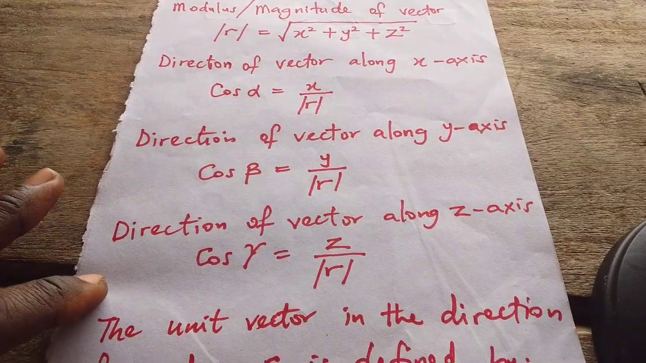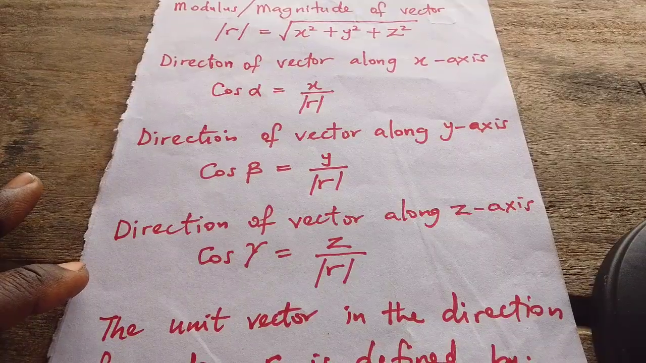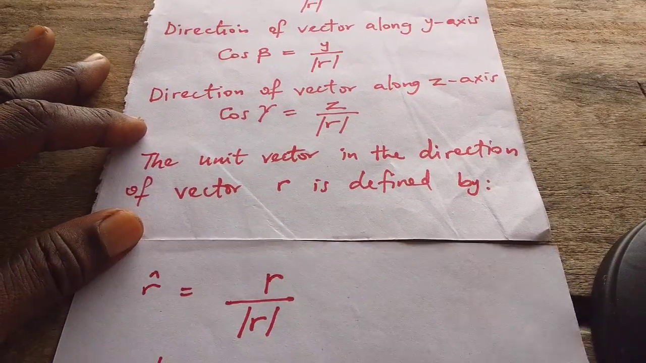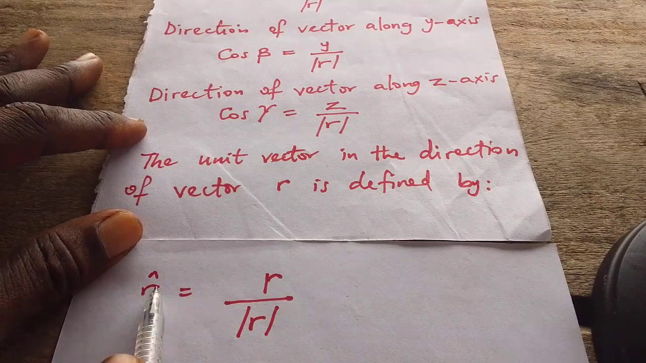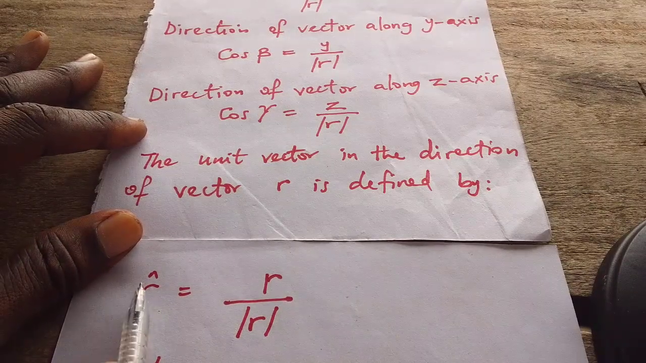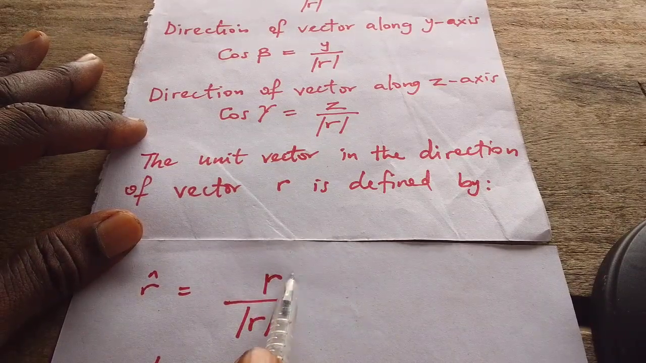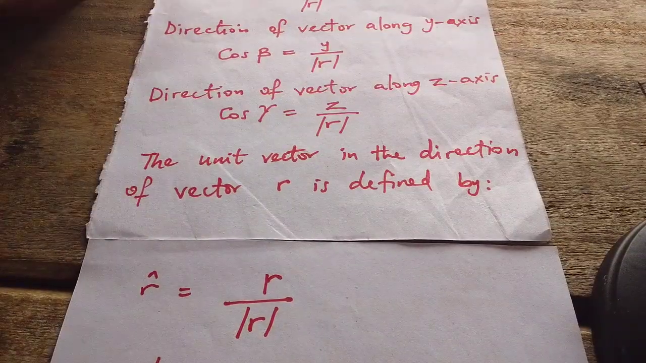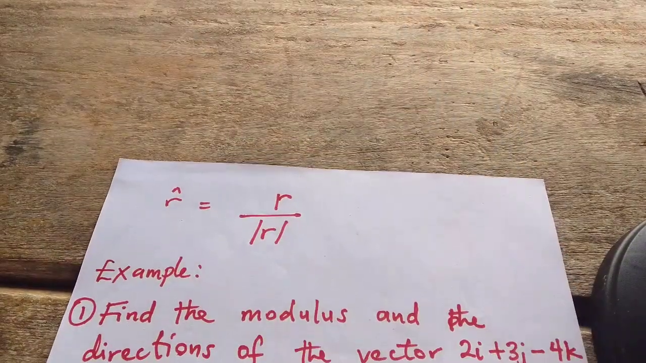Also, the formula for the unit vector in the direction of the vector is defined as we did in the two-component case. The unit vector is the vector r over the magnitude of the vector. Now let's back this up with some examples.